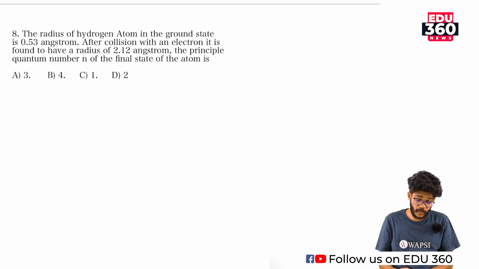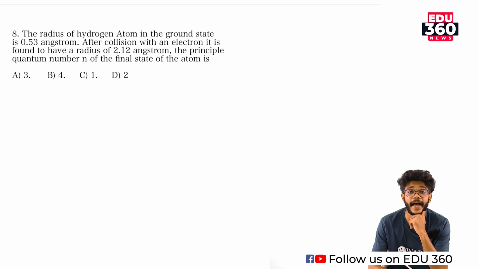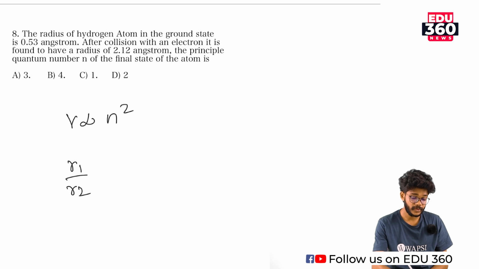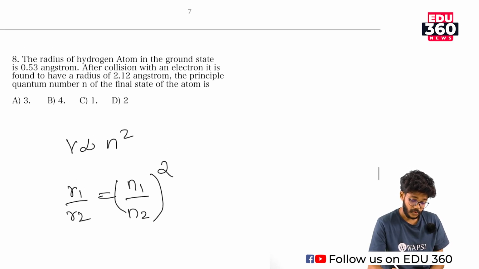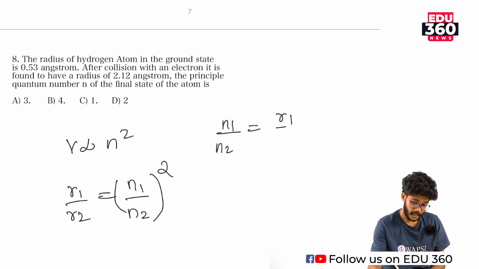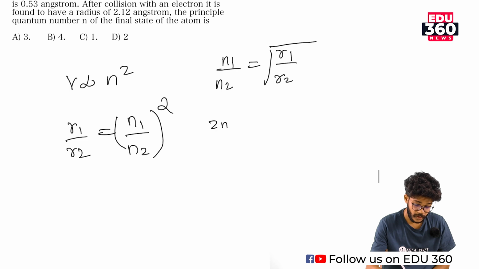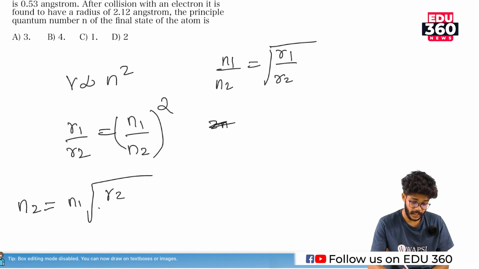The principal quantum number n of the final state of the atom is what we want to calculate. So what's the relation between r and n? r is proportional to n squared, so r1 by r2 is equal to n1 squared by n2 squared. Taking the root on both sides, n1 by n2 is equal to root of r1 by r2. So n2 is equal to n1 into root of r2 by r1.